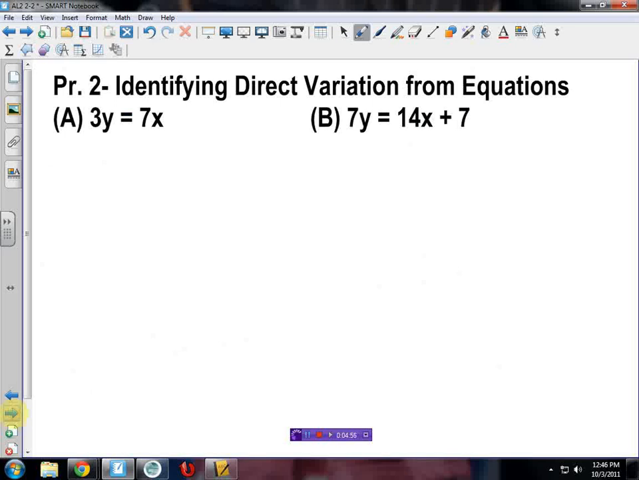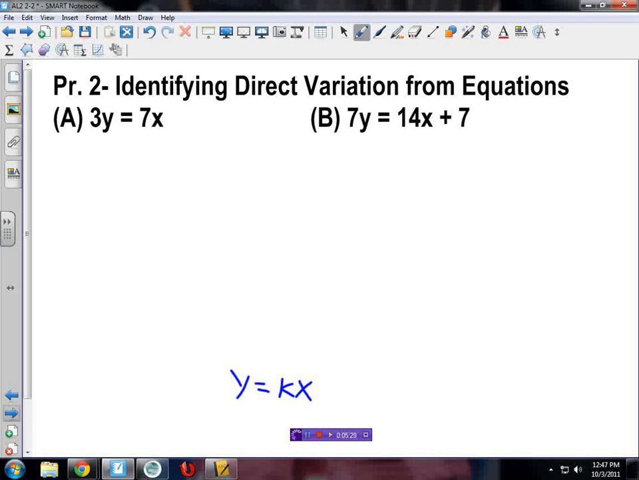All right, so here we have 2 equations, and we want to know, are they direct variation or not? On these ones, we want to remind ourselves, what does an equation of direct variation look like? We were just looking at one over there. So what does a direct variation equation look like? y equals kx. So I want to say, do these simplify to make y equals kx?